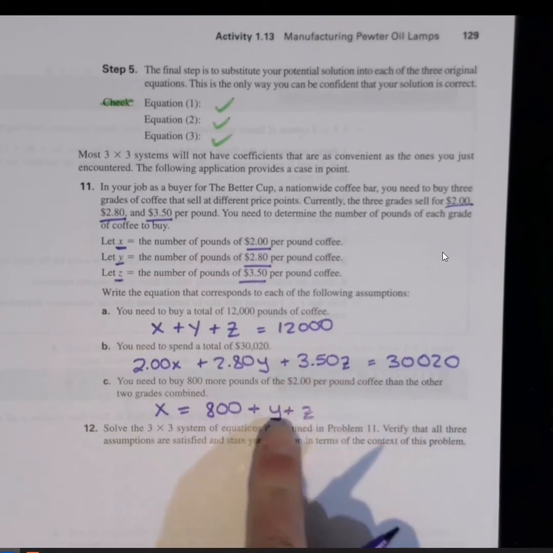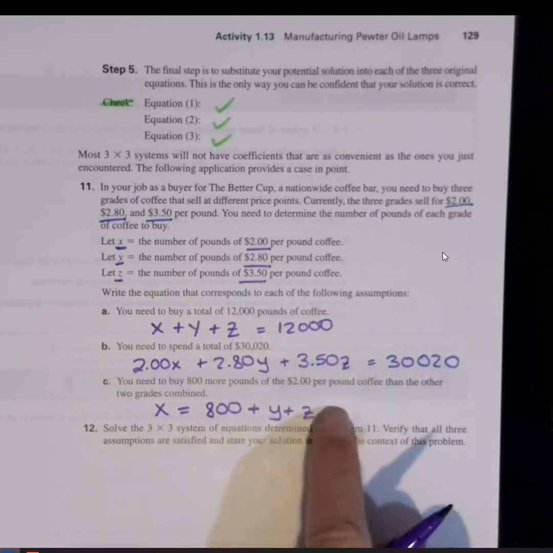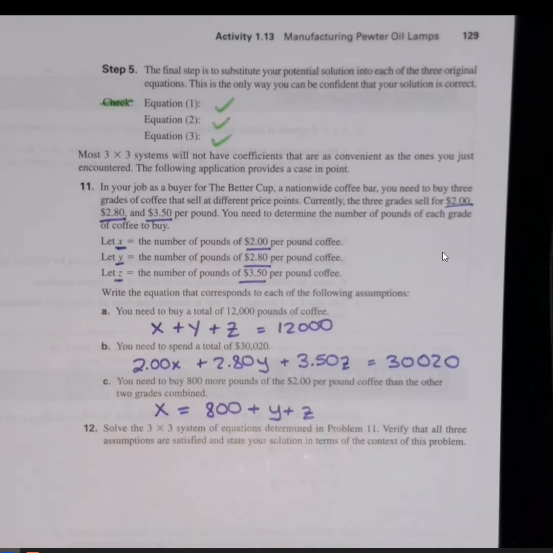So Y plus Z is the other 2 combined, but I need more than that. I need 800 pounds more than that. So that gives me my third equation. All right.